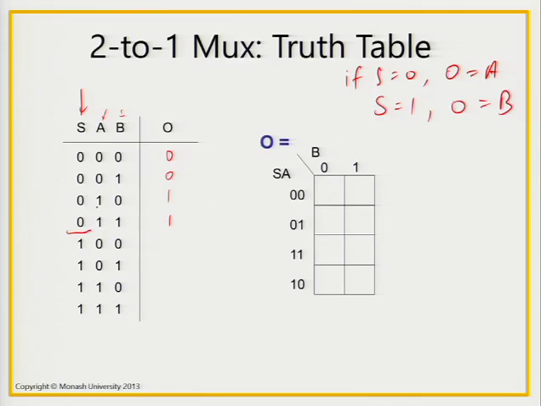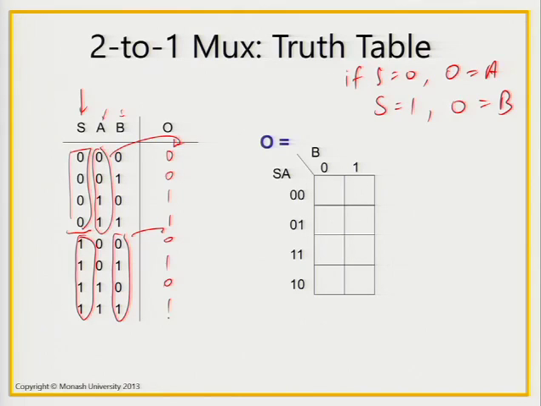Very good. So anywhere where S is 0, I just replicate A. And then if S equals 1, I want to replicate what? B. Okay, so this will be 0, 1, 0, 1. All right. So now let's take this, put it into our Karnaugh map. So it'll be 0, 0, 1, 1, 0, 1, 0, 1. Cool? All right so far?